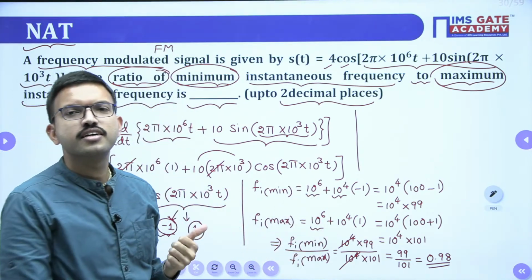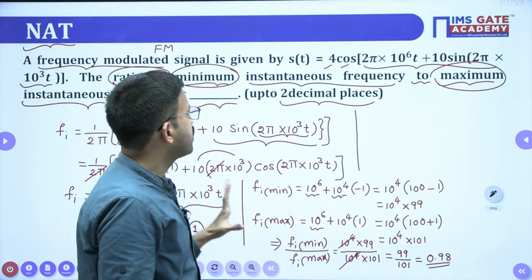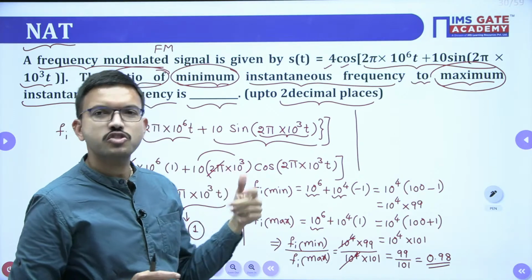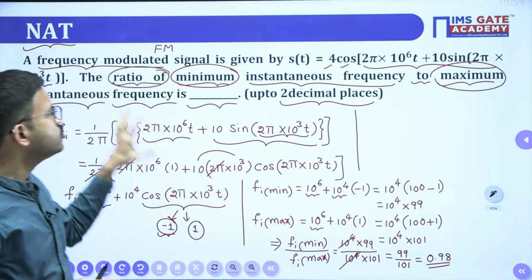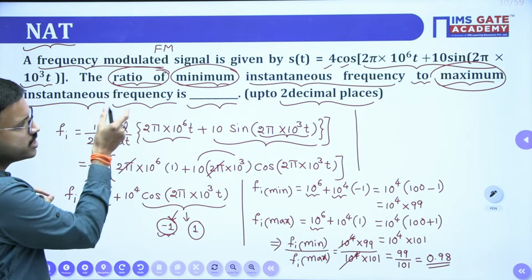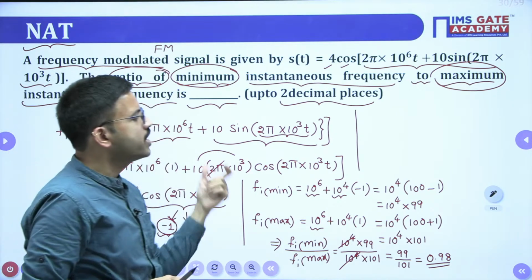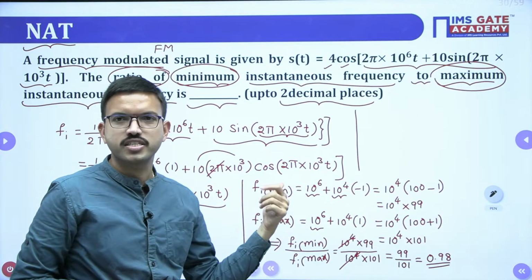Yes, correct. Very good, Tushar. Especially for NAT there is no negative marking, and even for MSQ there is no negative marking. But just pay attention, read the question carefully, mark the main keywords, and accordingly mention your answer.